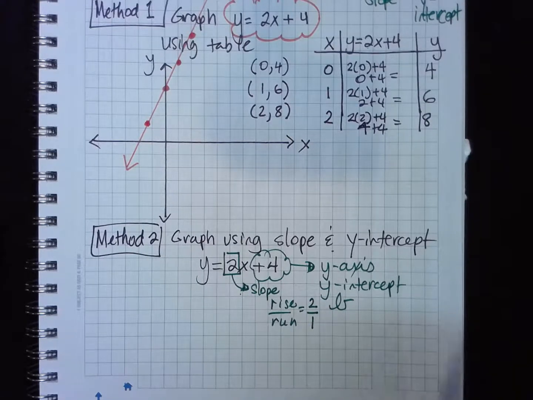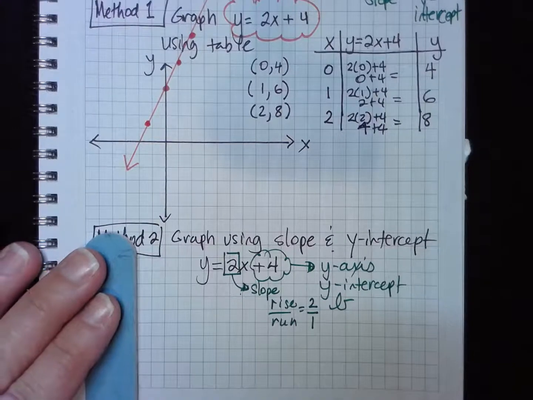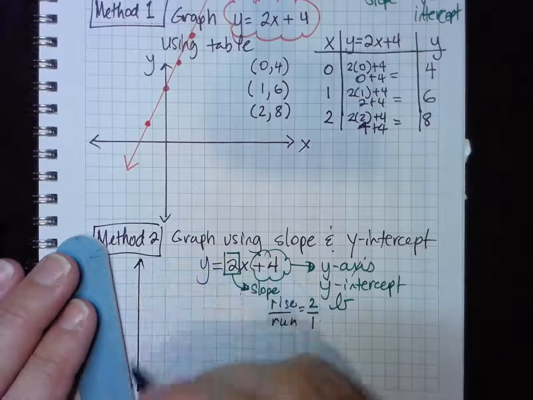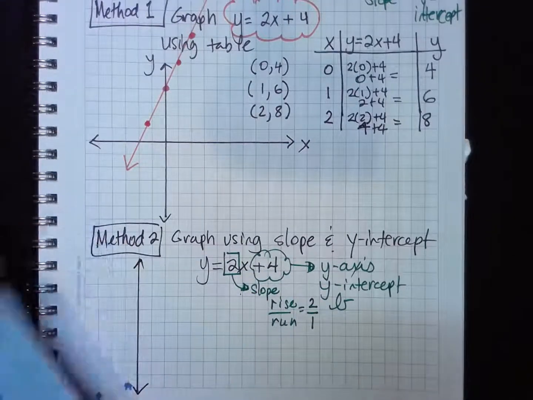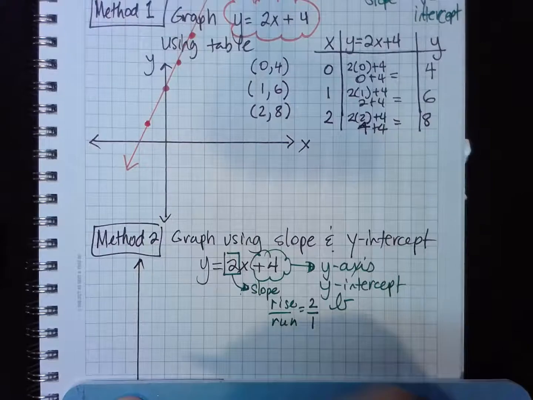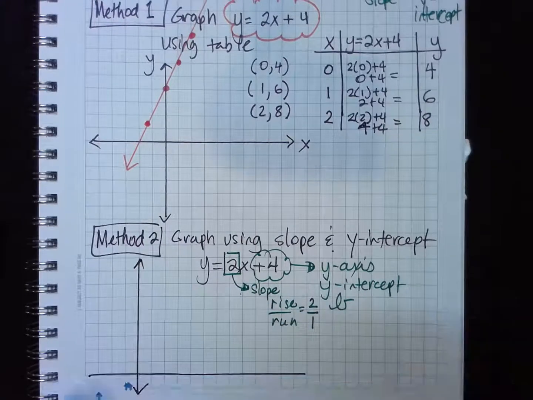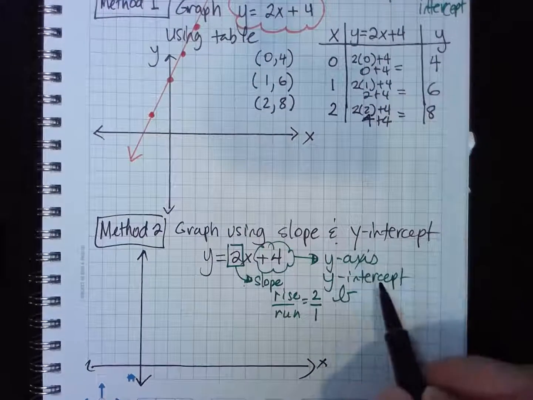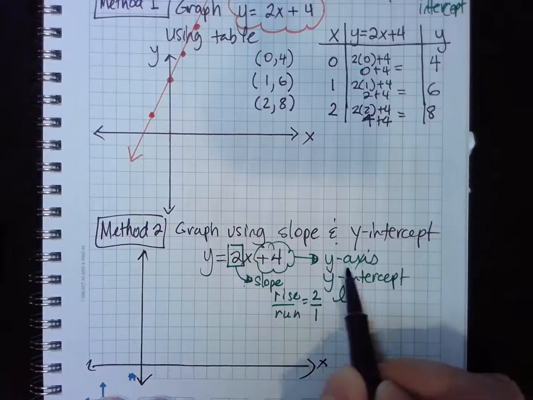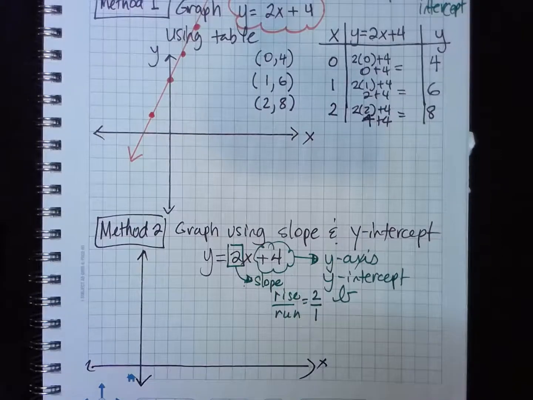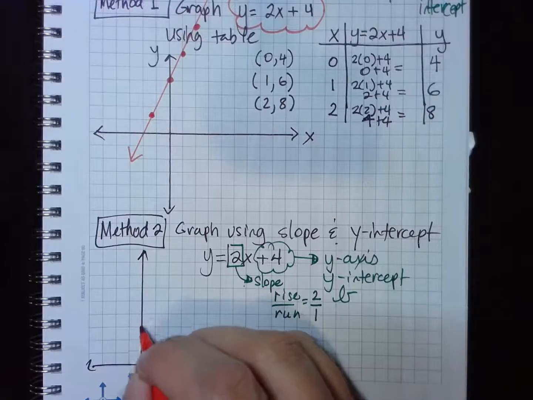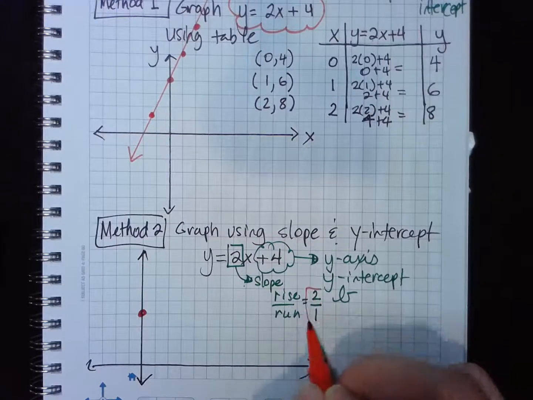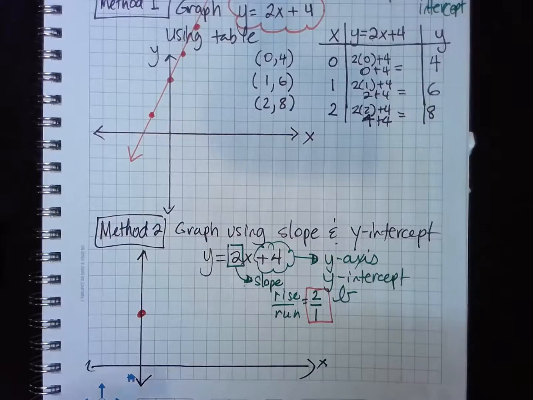Okay, so I'll draw a coordinate plane. So here's my y-axis. And then here's my x-axis. And so now I go to the y-axis to 4. So that's going to be right here. 1, 2, 3, 4. I'm on the y-axis at 4. And now I'm going to use this slope right here to find another point.